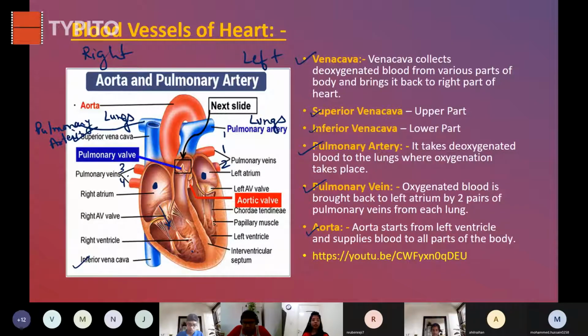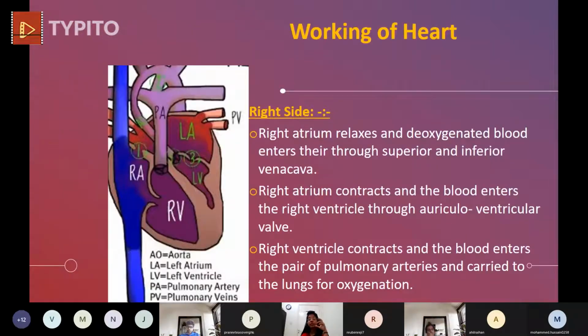Okay, where is the aorta? Now look at the structure. This is the aorta, the red color blood vessel. It starts from the left ventricle, and it takes blood away from the heart to all parts of the body. Yes, ma'am, correct. Oxygenated blood is taken away from the heart to all parts of the body through the aorta. The aorta later on divides into many arteries, and it supplies oxygen-rich blood to every part of the body.